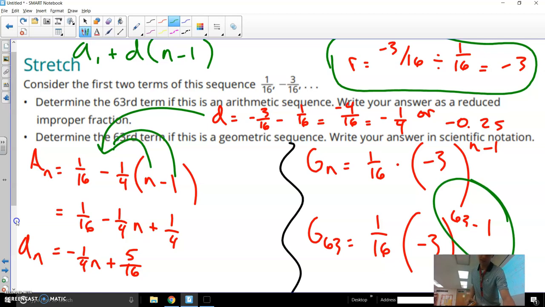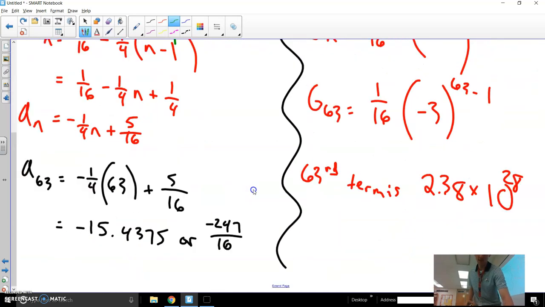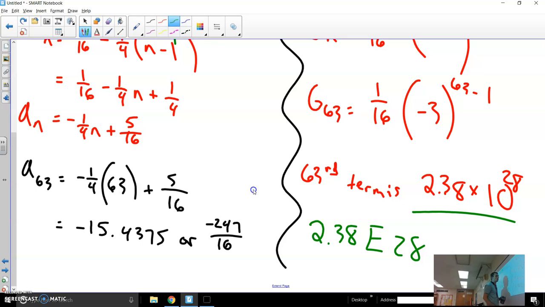And gosh, this is such a crazy answer, and that's why they want you to write it in scientific notation. So I got that my 63rd term is 2.38 times 10 to the 28. Now my calculator didn't actually say that exactly. It said 2.38 e 28. So the e is really both the times and the 10. That e represents knowing that you're saying times 10. That 28 that follows is the exponent of 10.